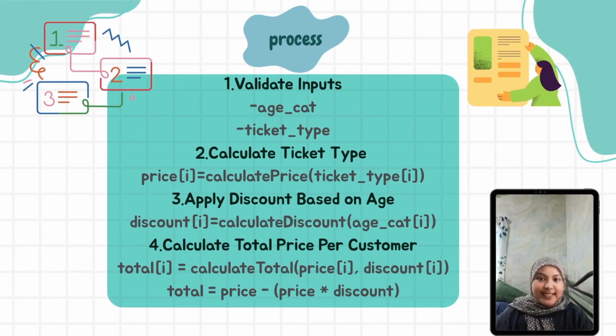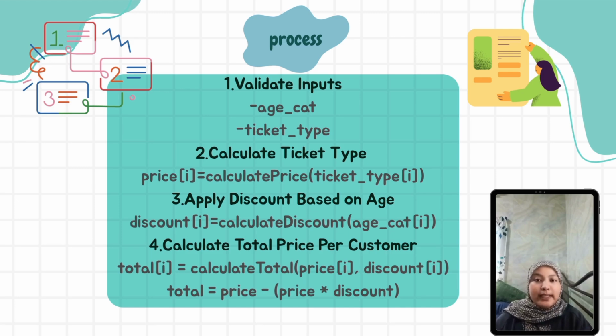Next is process. First, validate input. Users need to choose their age category, either student, senior citizen, OKU, or adult. Next, users also need to choose whether they want a silver ticket or gold ticket.